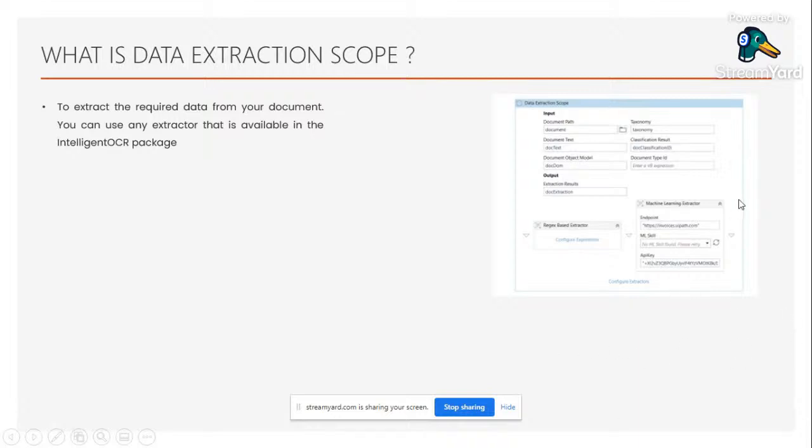So if we have to configure the extractors, we have the configure extractors option. If we click on that, we'll get the configuration part, and then we can configure each field which we require. And since it is a parallel activity, you can have multiple extractors.